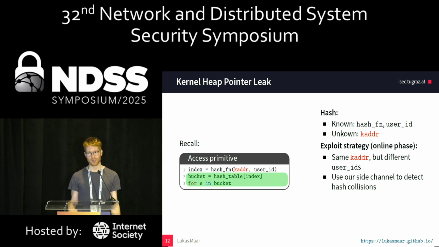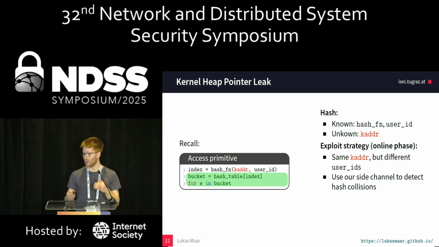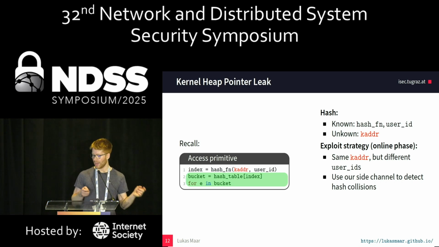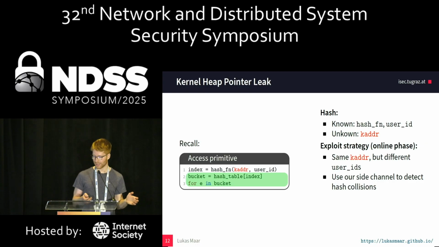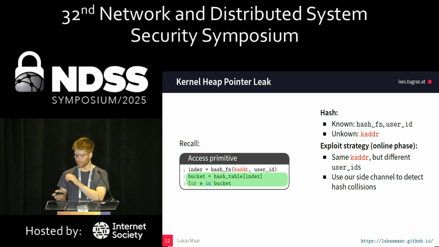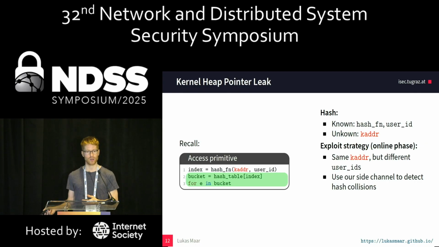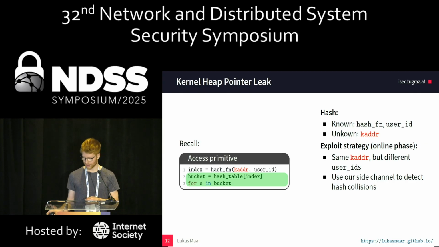So our exploitation strategy is to call the access primitive syscall with different user identifiers, but with the same kernel address. And inherently to the functionality of hash functions, the same kernel address, but different user identifiers will result in hash collisions. And we use KernelSnitch to detect these hash collisions.